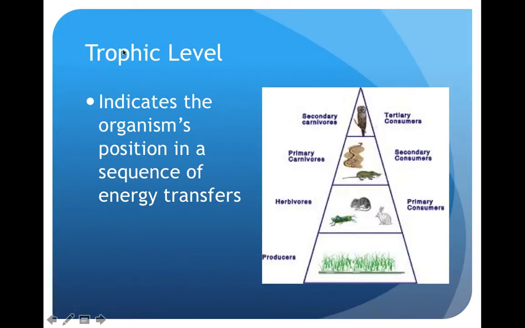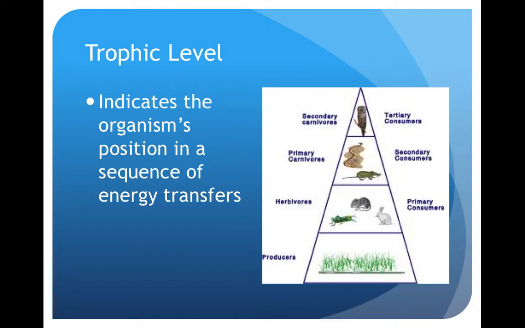So I can organize an organism's position based upon where they're at in the energy transfer, and I do that by placing them in a certain trophic level. And when I hear the word trophic, I think of trough, like a food trough. Okay, what's your place at dinner? Where are you going to eat?